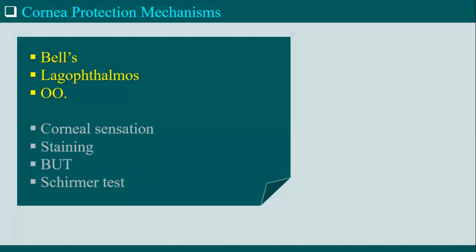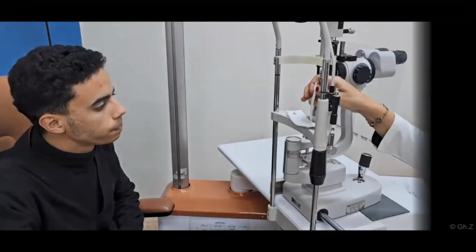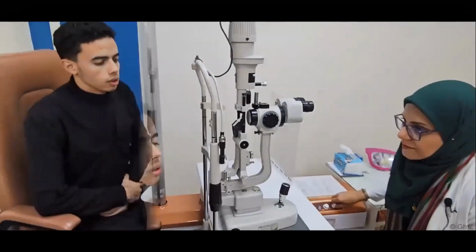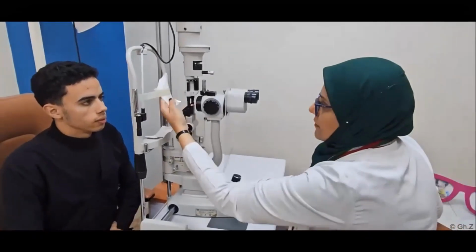Also staining and tear breakup time. So these are other points related to the corneal protective mechanism. You have to check the tear film quality because tear film is important for the cornea. So corneal staining and tear breakup time are also important before ptosis surgery in real practice. So this clip is about tear breakup time.